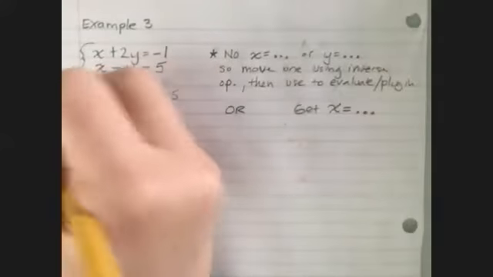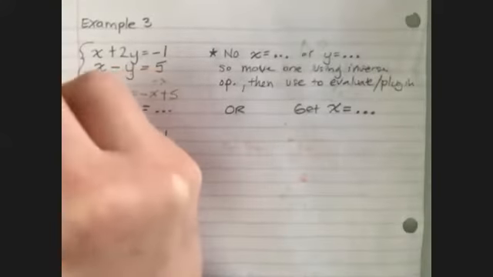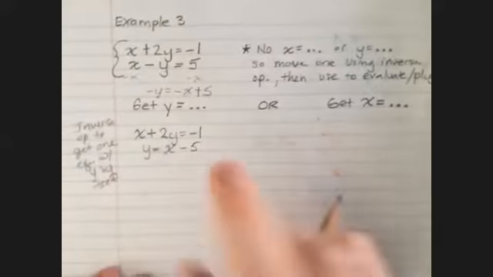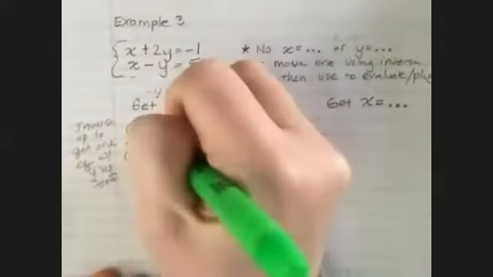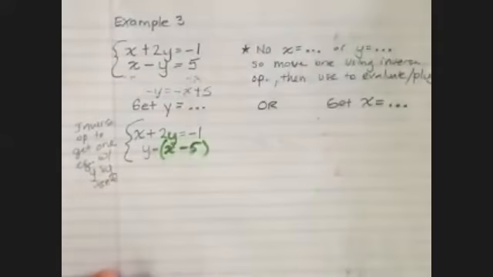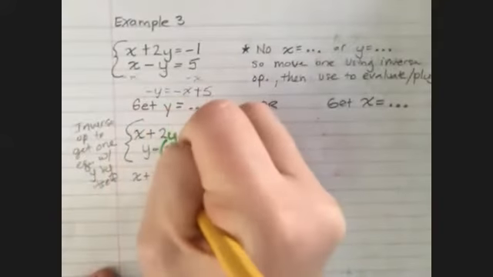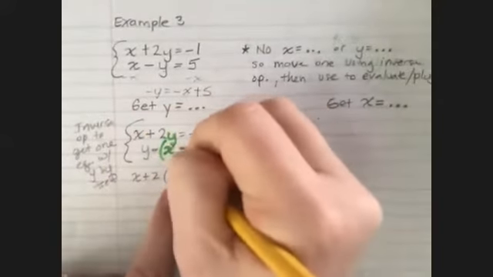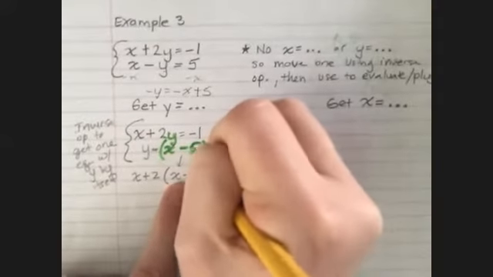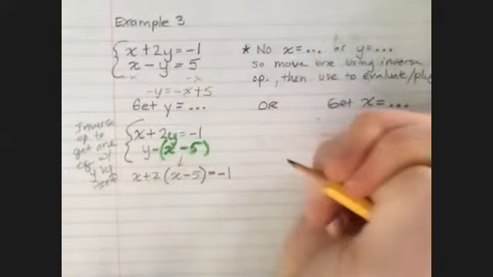So the first step to do is inverse op to get one equation with y by itself. Now you are ready to solve the system. Now that you have y by itself, I can see that I'm going to plug in this here right in the y position. So when I rewrite it, x plus 2, now I plug in this guy right there, x minus 5 equals negative 1.